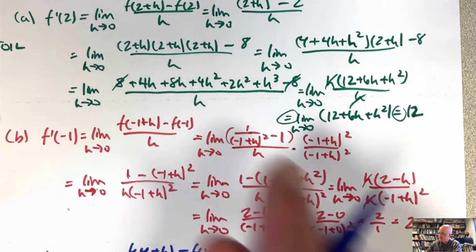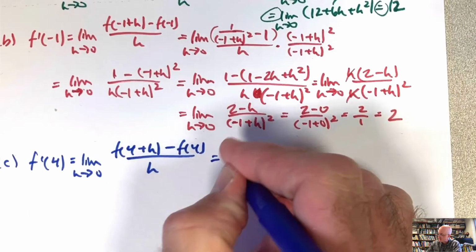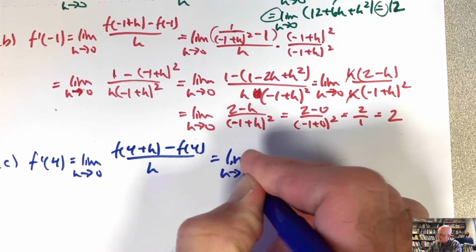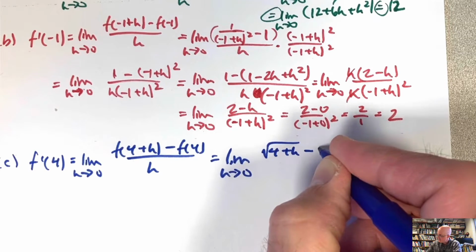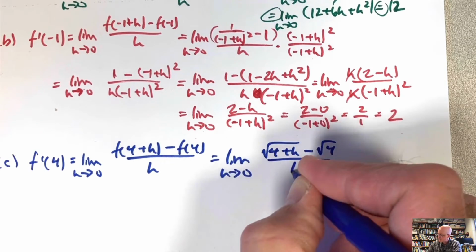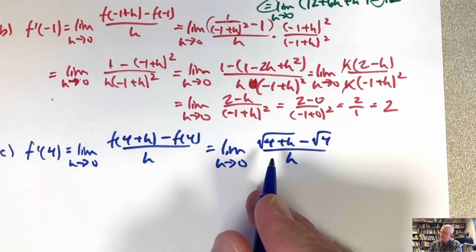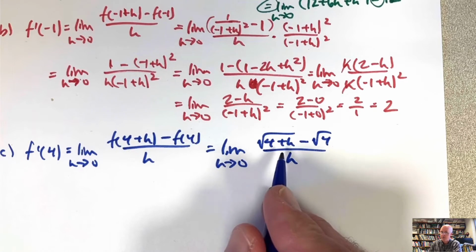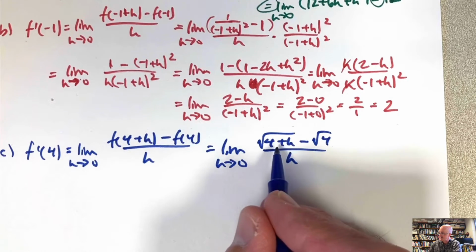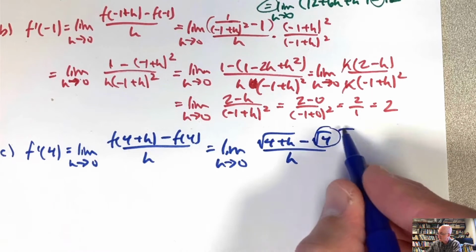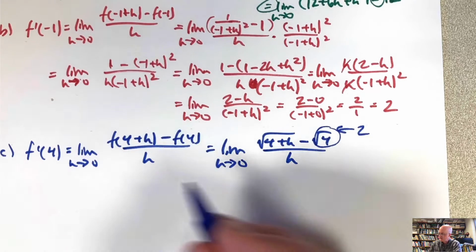This seems tricky. Square root of x there. So I need to take the square root of 4 plus h minus the square root of 4, which is 2, all divided by h. Do not make the mistake of thinking this is the square root of 4 plus the square root of h. It is not. That is not a property of square roots. I cannot simplify this thing. I can simplify that, of course, to be 2. So what do I do?